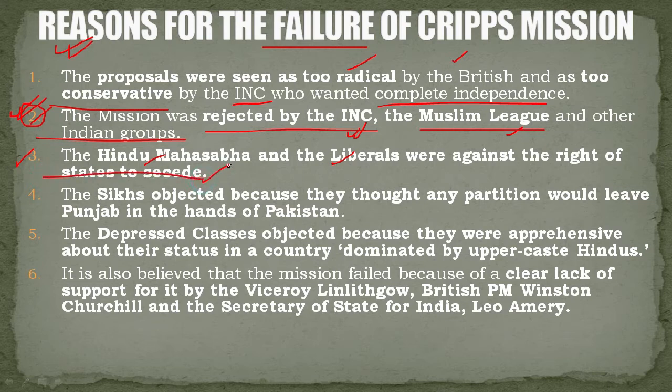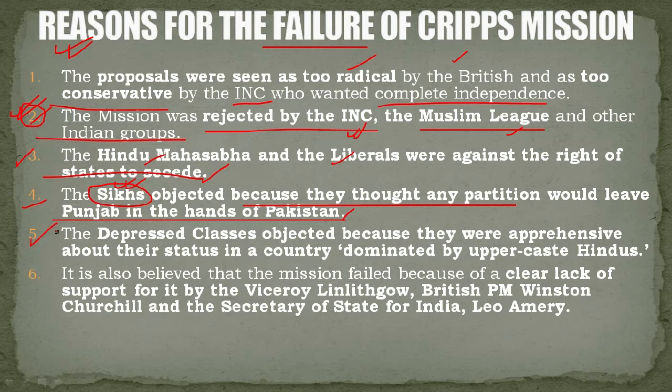Okay. Next we see the Sikhs objected because they thought any partition would have Punjab in the hands of Pakistan. Clear? They somehow wanted to remain with India. That's why they thought that any partition of India would leave Punjab in the hands of Pakistan. Clear? Which was, by the way, going to be a state formed on the basis of religion, and since Sikhs were not practicing the religion practiced by the Muslims at that point of time, therefore we see they objected here.